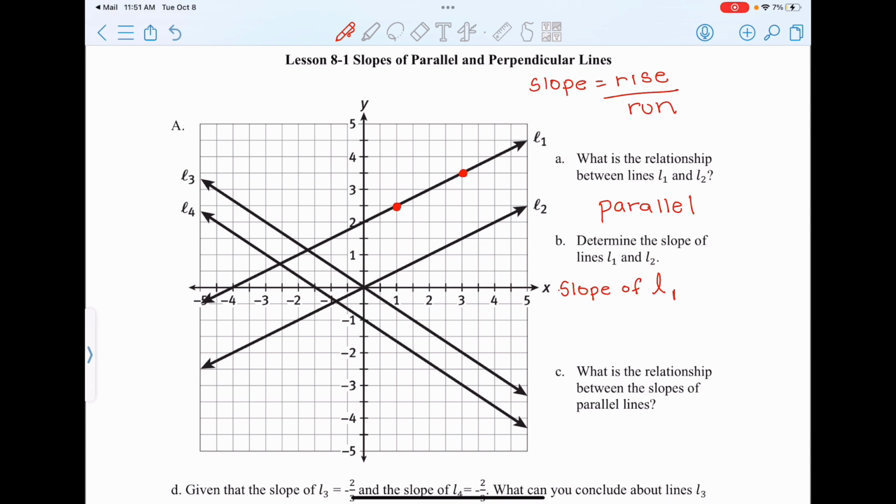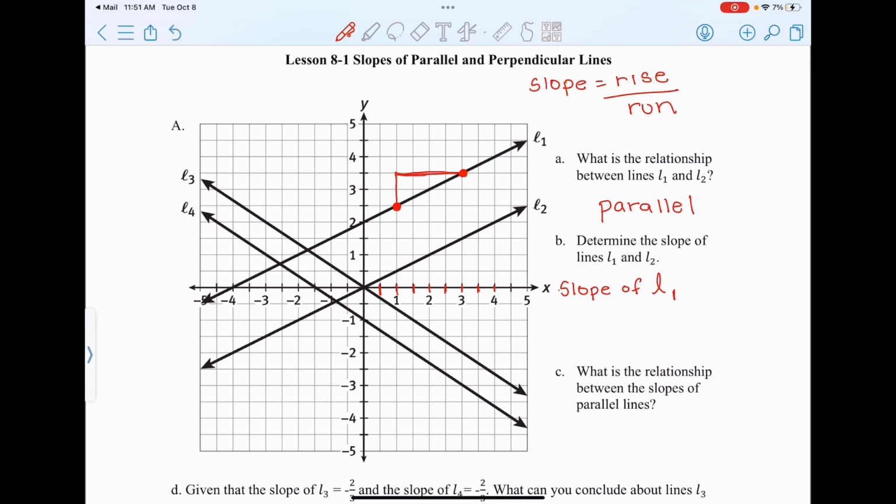And I'm going to count the rise and the run. Please be careful. Notice how we're counting. Each box is a half. So it goes a half and then 1, 1.5, 2, 2.5, 3, 3.5, 4. So it really takes 2 boxes to make up 1 unit.